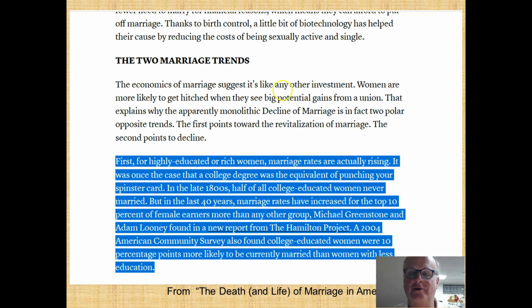Here's from the second source, The Death and Life of Marriage in America. This talks about the marriage rates and the divorce rates of people based on economic class. If you're college educated, you're more likely to get married and stay married than you are if you're a high school graduate or a high school dropout. And that's the content of this little paragraph that I've highlighted.